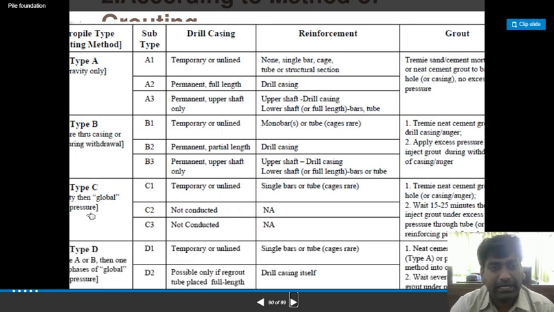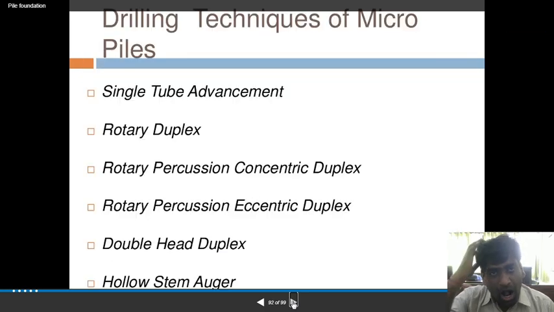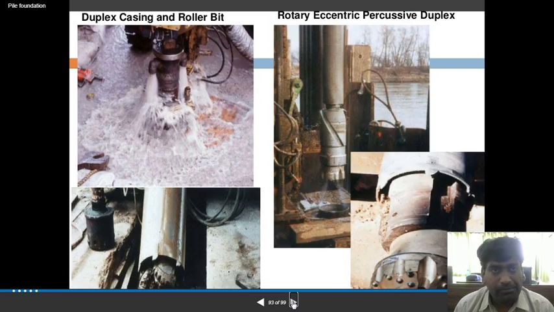So in this way, for slope protection, here you can see type A, type B, type C and type D, subtype A1, A2, A3, drill casing, temporary end line. So you can go through this chart. This is the way type A, type B, type C and type D are drilled. Drilling techniques of the micropiles: single tube advancement, rotary duplex, rotary percussion concentric duplex, rotary percussion eccentric duplex, double head duplex, hollow stem auger duplex. This is the field application.